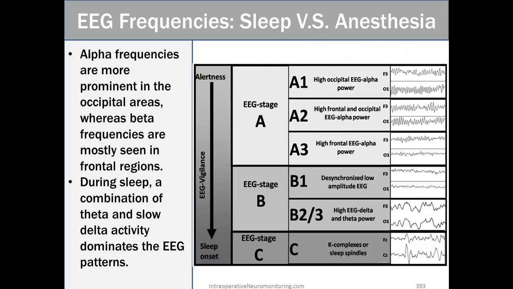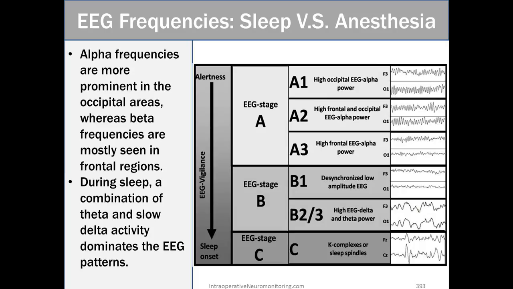EEG frequency, sleep versus anesthesia. There are some similarities when a person goes from an awake thought process to the point of deep sleep that mimics the awake person going through deep anesthesia. Similarities, but not exactly the same. Alpha frequencies are more prominent in the occipital area. That's a good thing to know. Whereas beta frequencies are most seen in the frontal regions. Also good to know. During sleep, a combination of theta and slow delta activity dominates the EEG patterns.